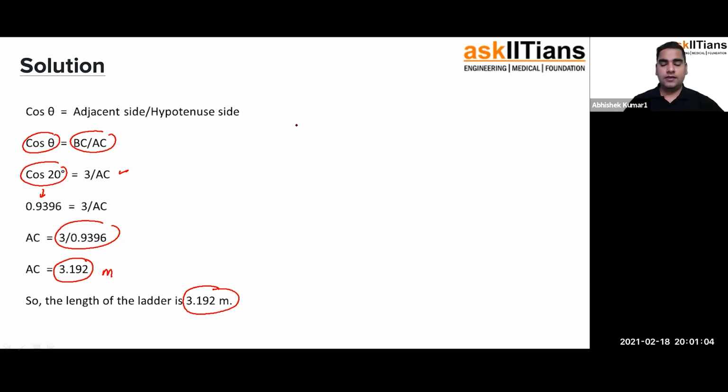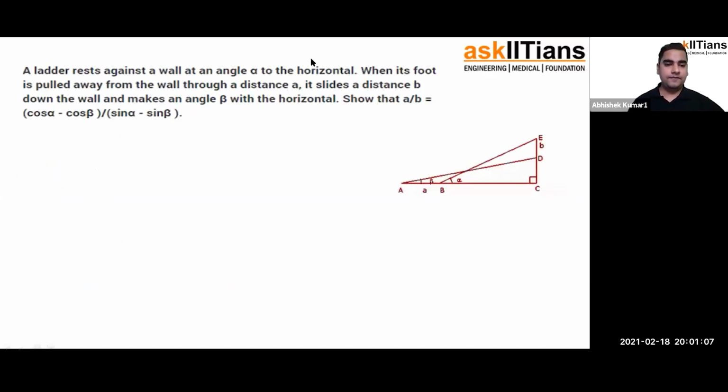Now, important problem. This is important. What does it say? It says a ladder rests against a wall at an angle alpha to the horizontal. When its foot is pulled away from the wall through a distance of A, so this is the distance, and it slides a distance B down the wall, so this is B, and makes an angle beta with the horizontal. Show that A over B is equal to cos alpha minus cos beta over sin alpha minus sin beta.